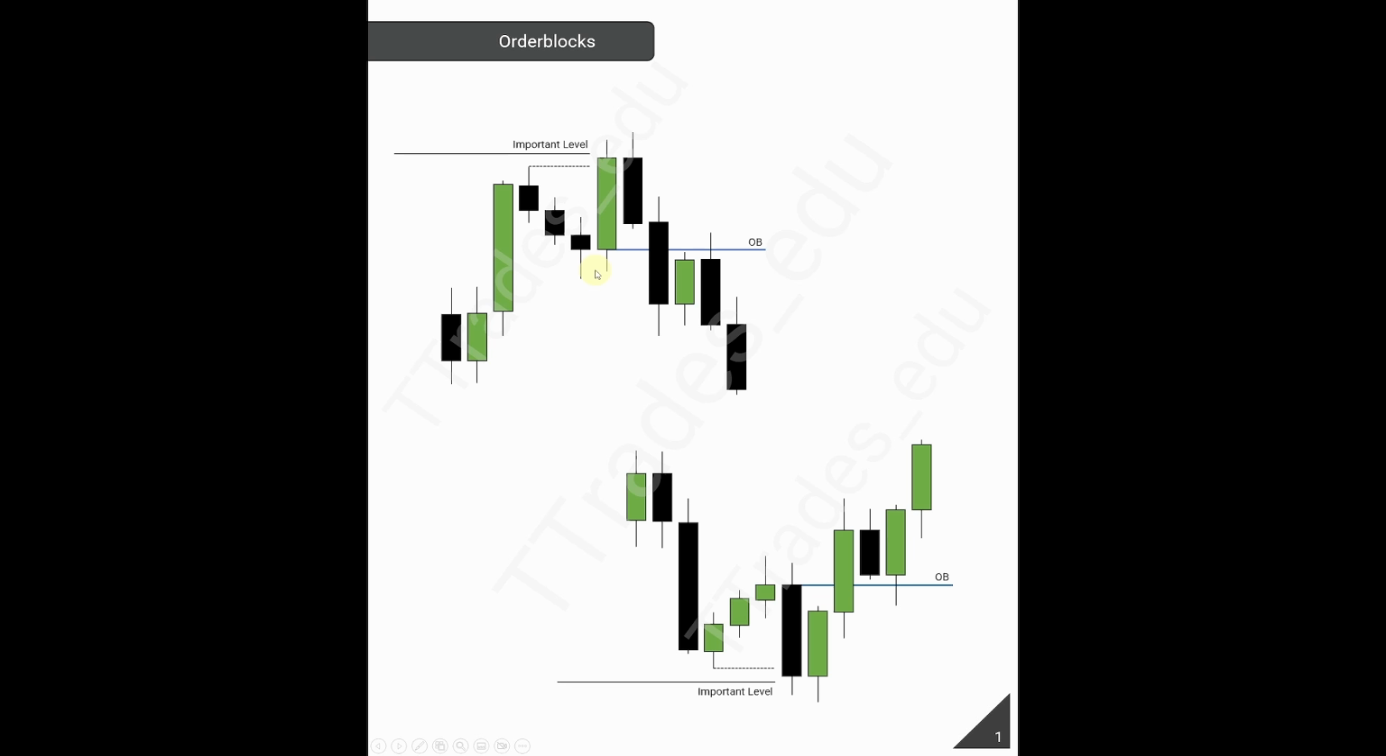Now, the most important part on this slide is waiting for an important level. If we get this pattern at a random spot in a chart, it doesn't mean anything. That's not an order block. It needs to be off a higher time frame TD array or important level.